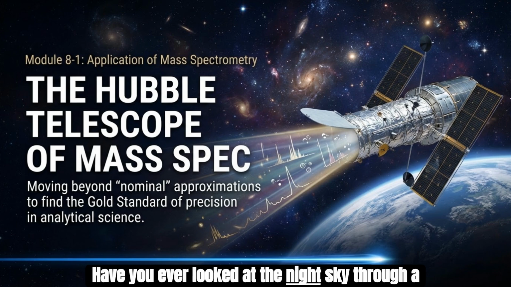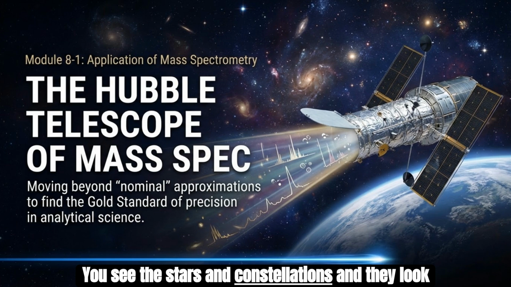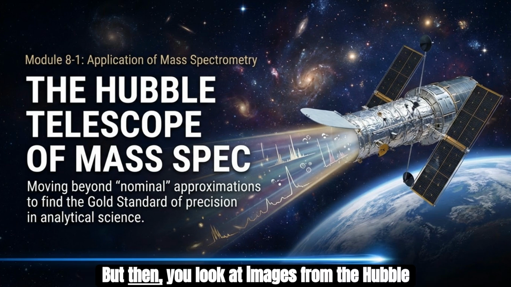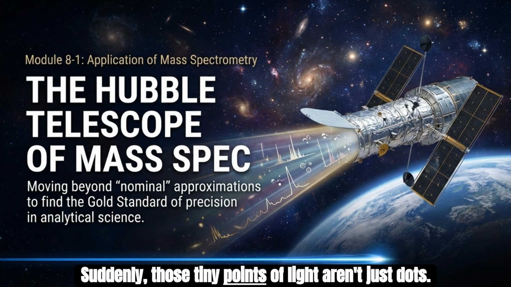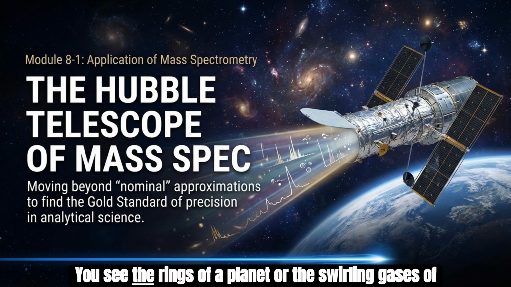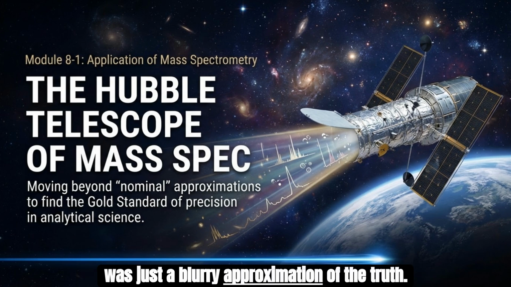Have you ever looked at the night sky through a standard pair of binoculars? You see the stars and constellations, and they look beautiful. But then, you look at images from the Hubble Telescope. Suddenly, those tiny points of light aren't just dots. You see the rings of a planet, or the swirling gases of a nebula light years away. You realize that what you thought was resolution was just a blurry approximation of the truth.